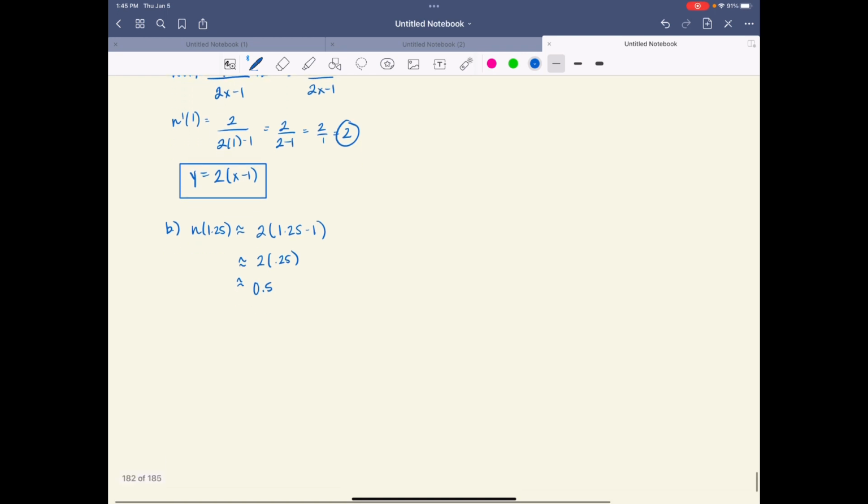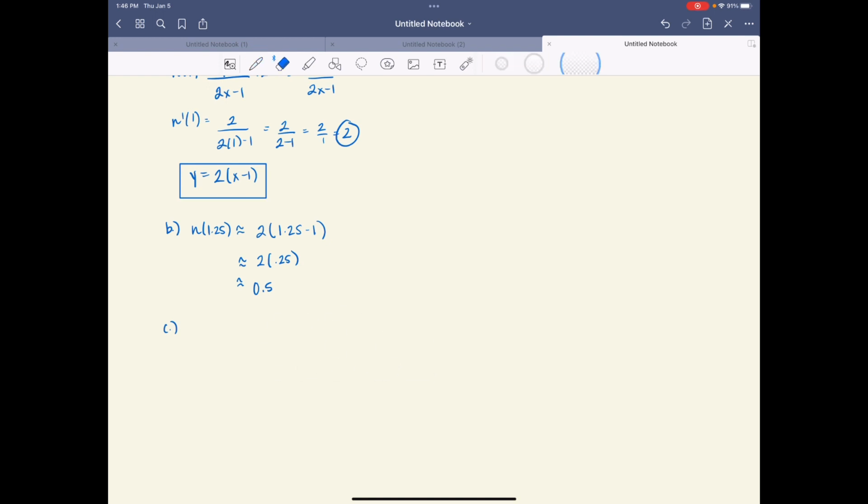I now need to determine whether or not that approximation is an overestimate or an underestimate. The way that I do that is by looking at the second derivative. If the second derivative is greater than 0, I know that my function is concave up, which means my tangent line would be underneath, giving me an underestimate. Or if the second derivative is negative, my function is concave down, which means my tangent line would be above the curve, making this an overestimate.